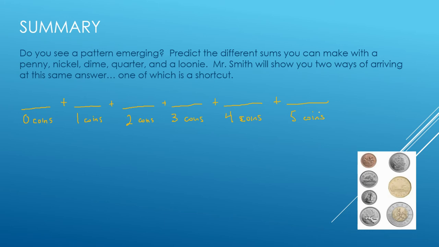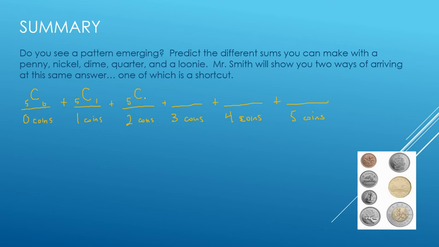Thinking back to yesterday, the number of sums I can make with no coins is just like having 5 different coins and choosing 0 of them. And then with 1 coin, there's 5 of them, and we're asking, how many ways can I choose 1 of them? That will give me my 5 different sums I can make with just 1 coin.